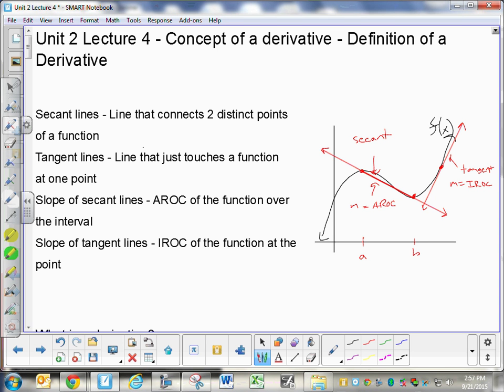Well, a tangent line is a line that just touches my function at one point, and the slope of the tangent line turns out to be just the instantaneous rate of change of the function at the point. So here we would say, since the slope is positive, my function is increasing by a certain amount per unit, right at that location, right there.